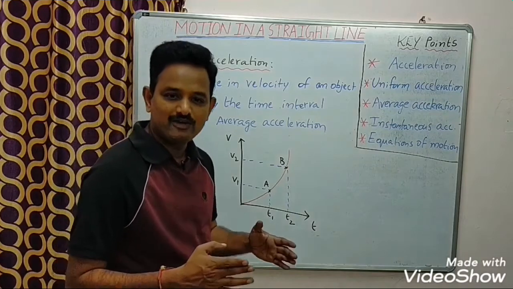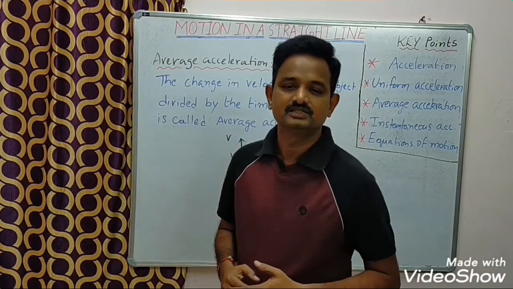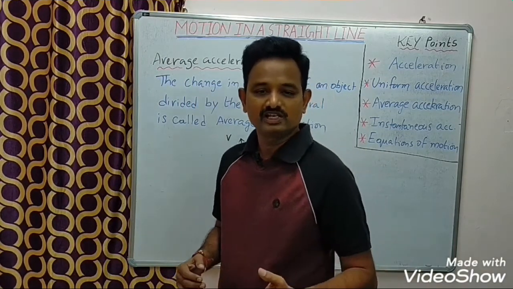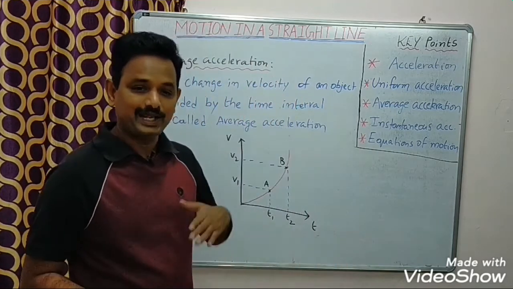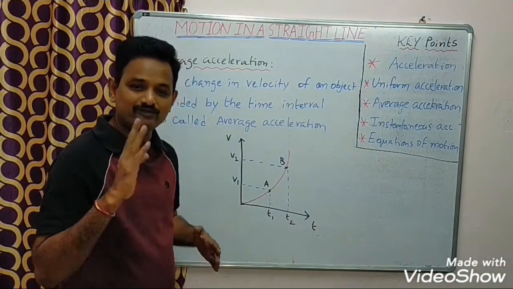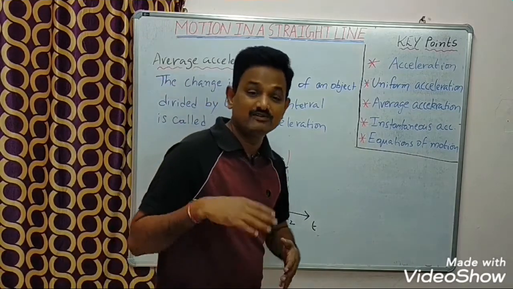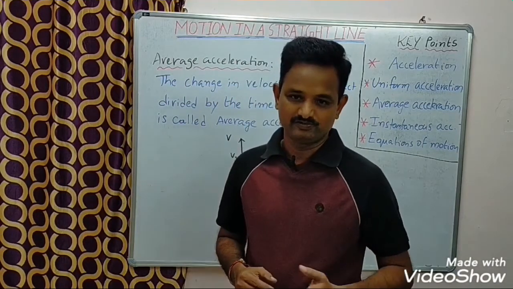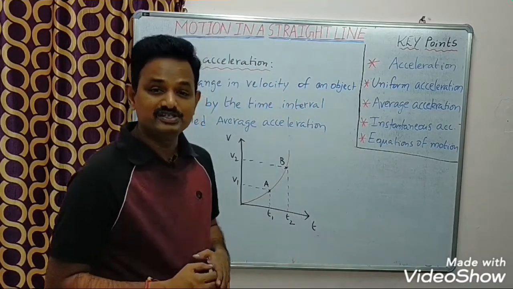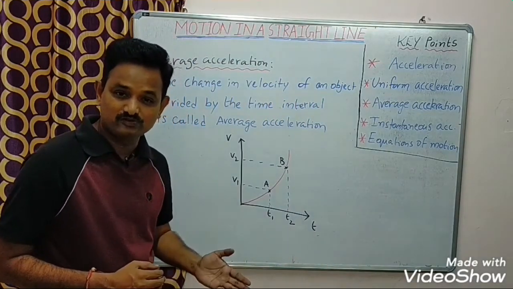Now average acceleration. The change in velocity of an object divided by time interval is called average acceleration. To explain average acceleration, I will take a velocity time graph. In that, I will consider non-uniform acceleration of an object.